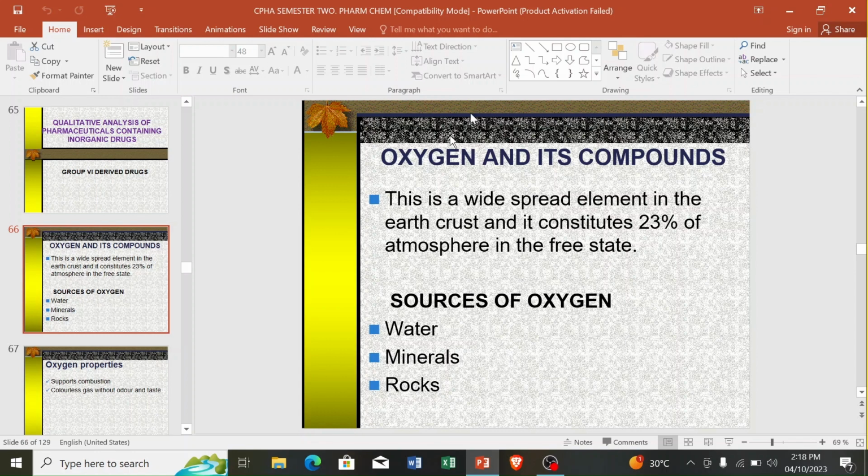So we start with one element, that's oxygen and its compound. Oxygen is a widespread element in the earth crust, and it constitutes 23% of atmosphere in the free state. We have majorly 3 sources of oxygen. We have water, minerals, and rocks.